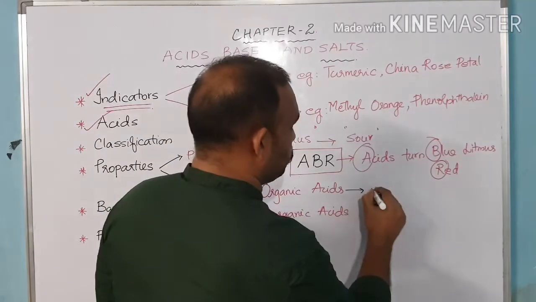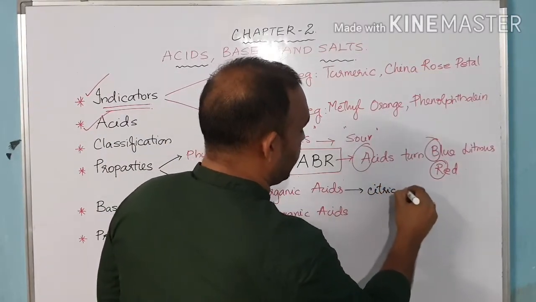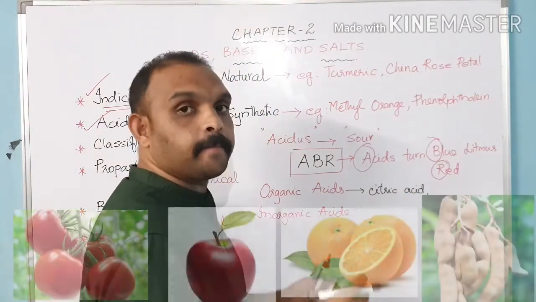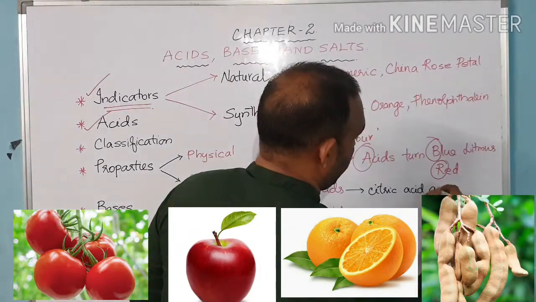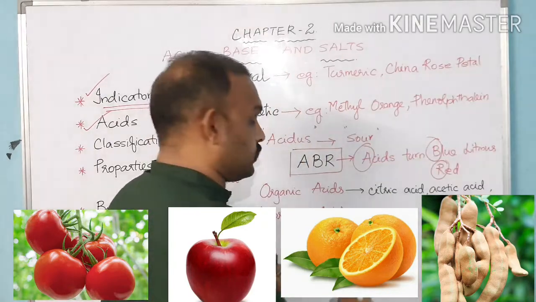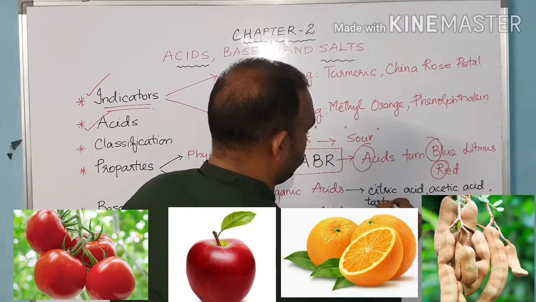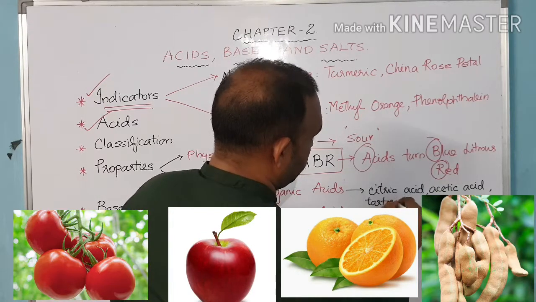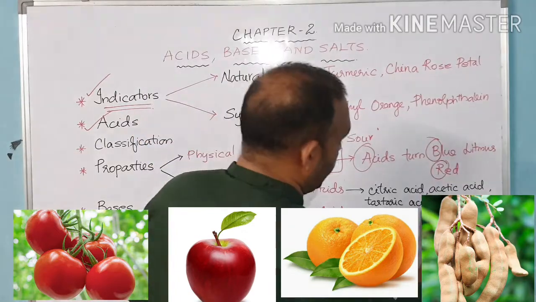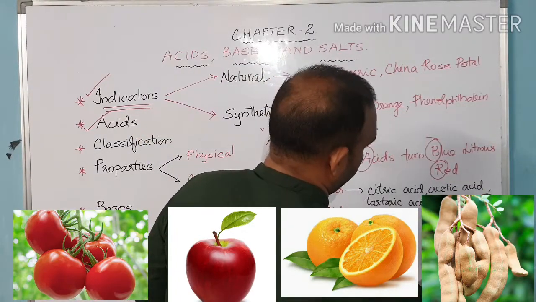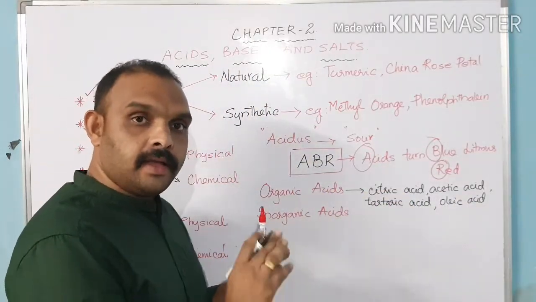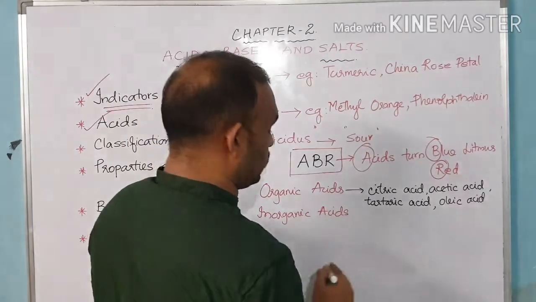There are many examples we can write. We know that citric acid is present in all citrus fruits. Then acetic acid, vinegar is having acetic acid. Then tartaric acid, where do we find tartaric acid? Yes, we can find tartaric acid in tamarind. Oleic acid, etc. Many examples we can write for the organic acids, that is acids which are present in nature itself.